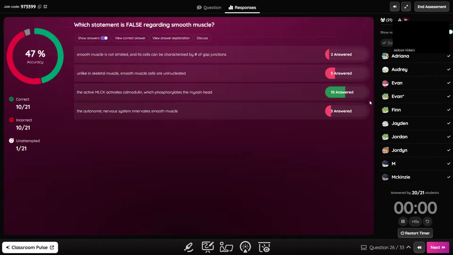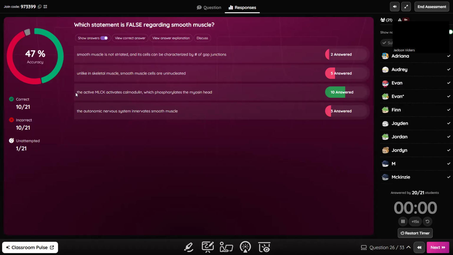So yeah, the first one, that is true. Smooth muscle is not striated, and it can be characterized by the number of gap junctions. Does anyone know what two ways we can describe smooth muscle based on that? Single unit, multi-unit. Which one would have more gap junctions? Single unit. It's one unit, so we want a lot of metabolic coupling, and that's what we use those gap junctions for. Next thing, unlike skeletal muscle, smooth muscle is uninucleated.